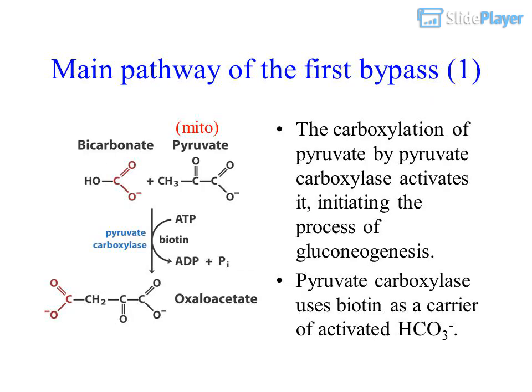Main pathway of the first bypass, 1. In the mitochondria, the carboxylation of pyruvate by pyruvate carboxylase activates it, initiating the process of gluconeogenesis. Pyruvate carboxylase uses biotin as a carrier of activated HCO3.